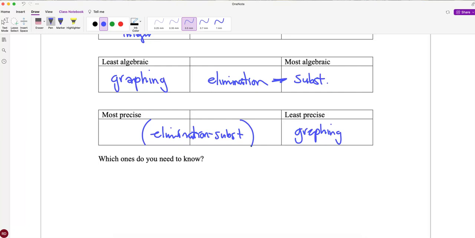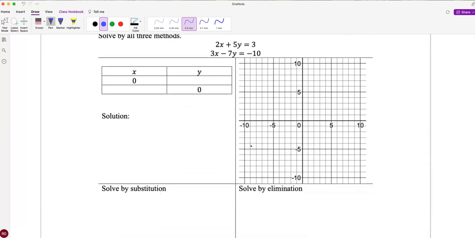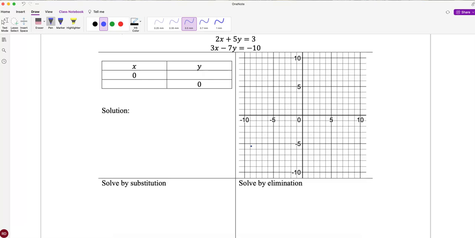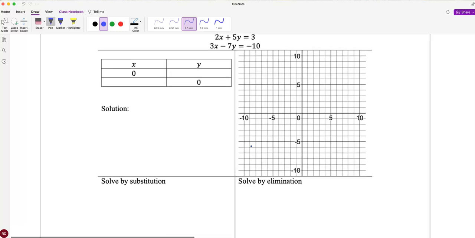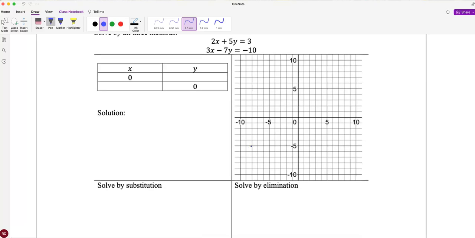Which methods do you need to know? We're going to go with all of them, okay? Let's look at this. Let's solve this by all 3 methods, okay? Let's start by substitution. So if I want to solve this by substitution, I need to solve one of these equations for one of the variables.